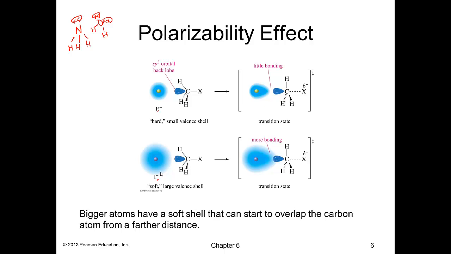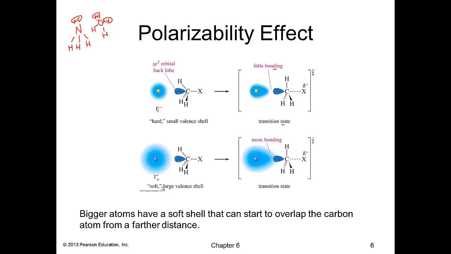It has a very small electron cloud, or we call it in this case a small valence shell. So since the electron cloud is small, the effectiveness of overlapping with the sp3 orbital of the back lobe of the carbon is going to be very minimal. There is going to be very little bonding, and the transition state is not likely to be formed, and therefore the reaction is not so likely to take place.